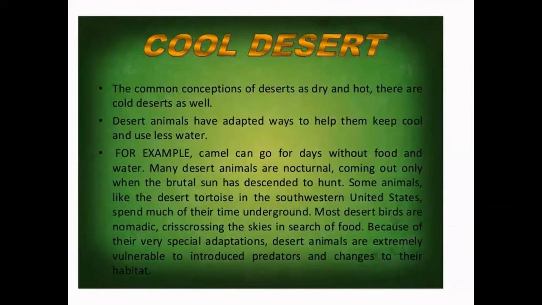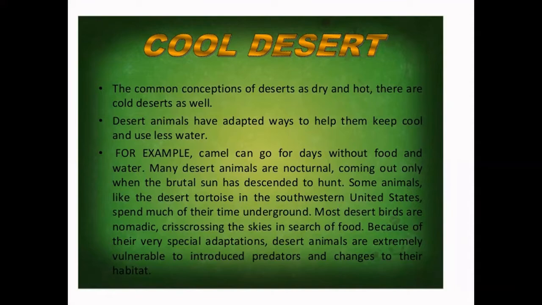We also have cool deserts. The common concept of desert is dry and hot, but there are also cold deserts. Desert animals have adapted ways to help them keep cool and use less water. Like we already know, the camel goes on for days without food and water. Many desert animals are nocturnal, coming out to hunt only when the brutal sun has descended.